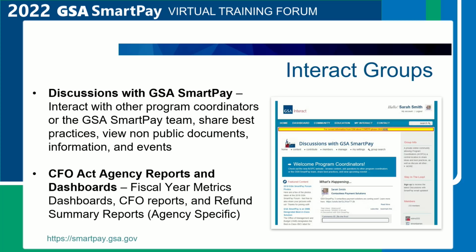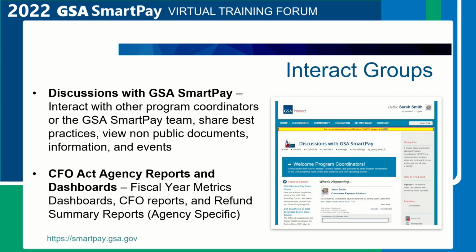We have 2 groups available on GSA Interact. The first is called Discussions with GSA SmartPay. It is a private online community allowing program coordinators a central location to share ideas and best practices. The second group is called the CFO Act Agency Reports and Dashboards, which provides fiscal year metrics dashboards, CFO reports, and refund summary reports specific to CFO Act agencies.